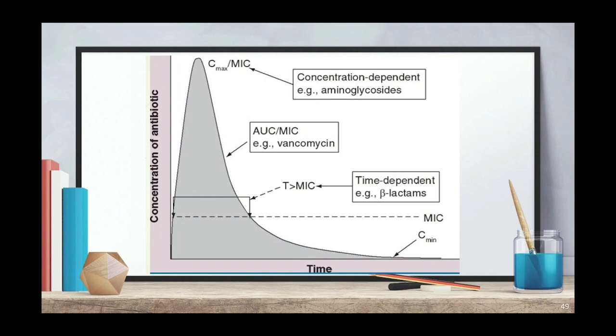But in the case of time-dependent antibiotics, for example, beta-lactams, the concentration must be greater than the MIC, and the longer the antibiotic is present in the body, the more the extent of killing will be increased. So we must prefer multiple dosing, BD or TID or QID dosing.